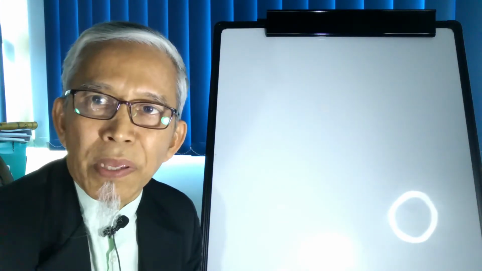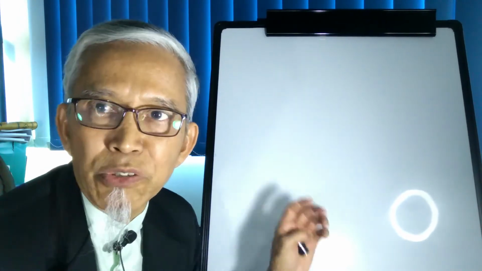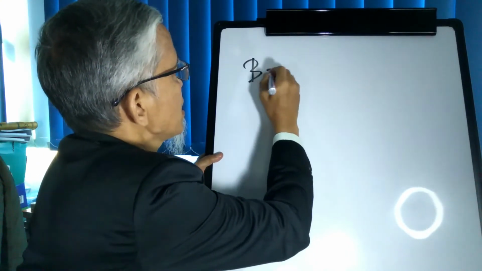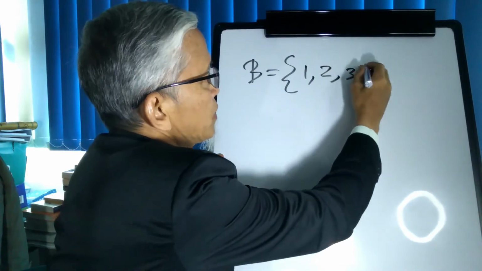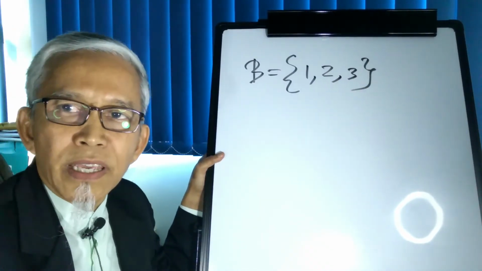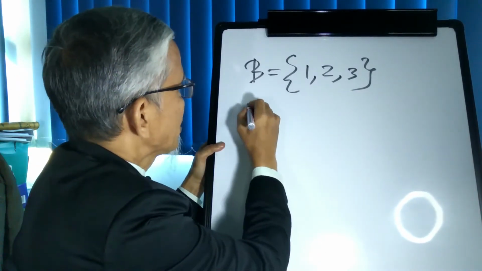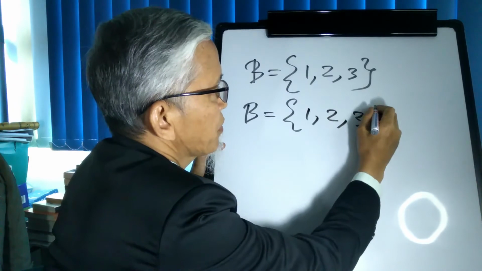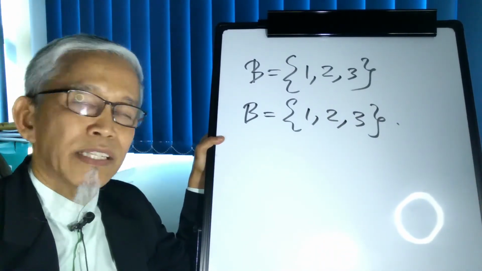In order for us to explain the improper subset, let's use the same example, set B, with 3 elements. That is, we have set B equal to 1, 2, and 3. Let's write down set B one more time below this one. Set B equal to 1, 2, and 3. The same set, we just write it 2 times.